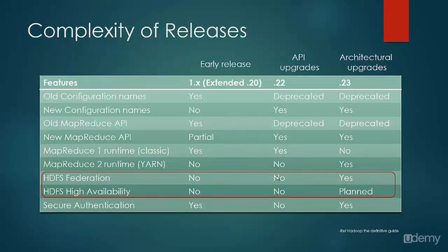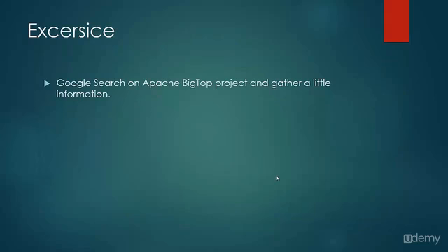Hadoop 1.x had improved secure Kerberos authentication, which is not in the 0.22 release but has been covered in the 0.23 release. This wraps up the discussion in regards to Apache Hadoop releases. As an exercise, I would suggest you search a little more on the Apache BigTop project.